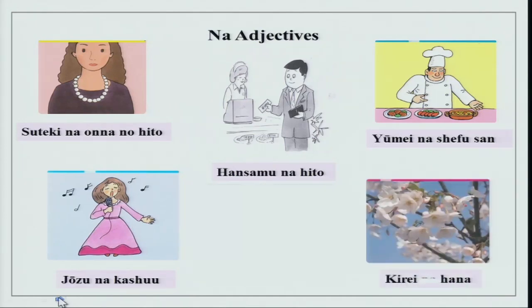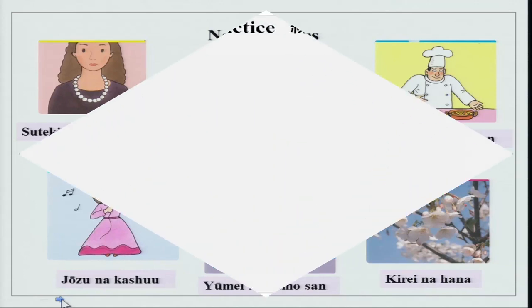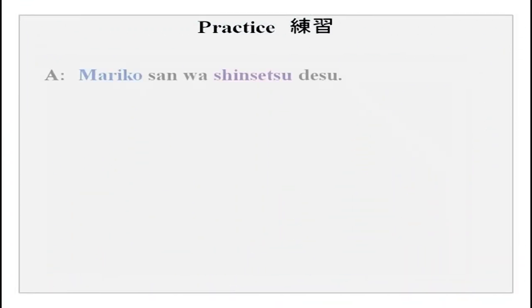Then we have kirei na hana desu and yume na sumo-san desu. So, we have these na adjectives. You can practice, learn and make sentences. Now, Mariko-san wa shinsetsu desu. We have this statement over here, Mariko-san is kind. Now, you can replace Mariko-san over here with whatever vocabulary you have done and you can replace shinsetsu with any of the other na adjectives that you have done and make sentences.